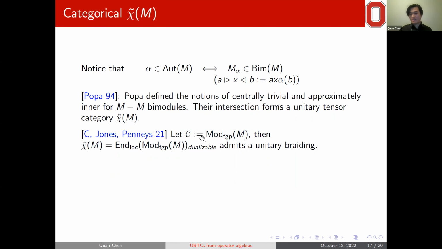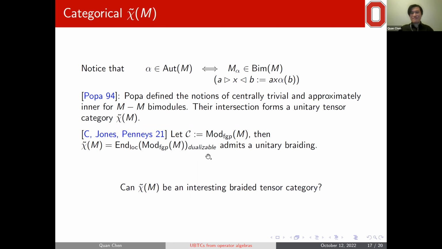And our construction is just saying that if you take your W-star category being the finitely generated projective modules of M, then the chi tilde of M is the n-log of this category, and also taking the dualizable part. And then we show that this category is not just a unitary tensor category, but also a unitary braided tensor category. I mean, it's natural that operator algebraists don't care about the braiding. Now it's pretty natural.